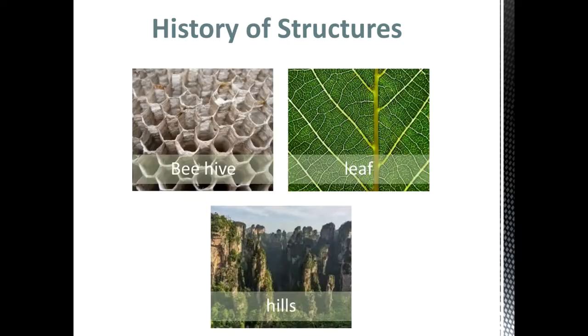So some examples of natural structures could be the beehive when the bees make it, or the leaf, or could be the hills, as we can see in the picture. These hills are made by the movement of wind and water over thousands of years. These are examples of natural structures.